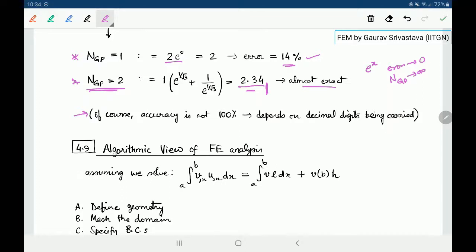So now we have covered all the aspects which are required for us to start programming the finite element method for one dimension. Okay, so now we will start looking at those.